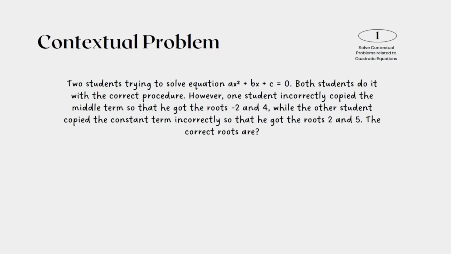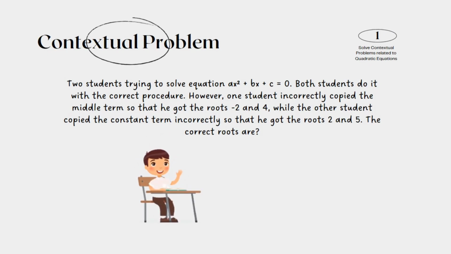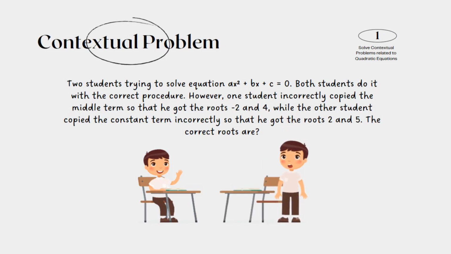I have a problem related to quadratic equations. Let's solve this problem together. Two students are trying to solve the equation ax squared plus bx plus c is equal to 0. Both students do it with the correct procedure. However, one student incorrectly copied the middle term so that he got the roots -2 and 4, while the other student copied the constant term incorrectly so that he got the roots 2 and 5. So, the correct roots are... How do we solve it?